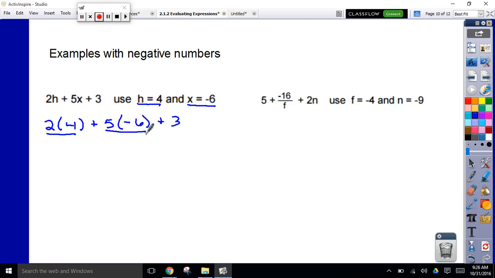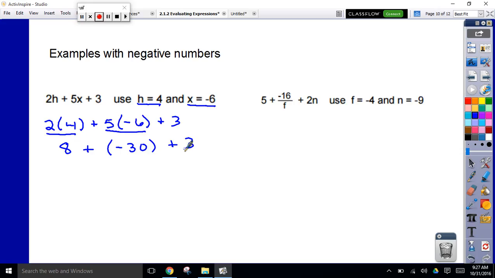Okay, so I'm going to just do my multiplication first. 2 times 4 is 8, plus 5 times negative 6 is negative 30. And I'm going to keep my parentheses just because it looks less confusing to me with the signs. And then I have plus 3.